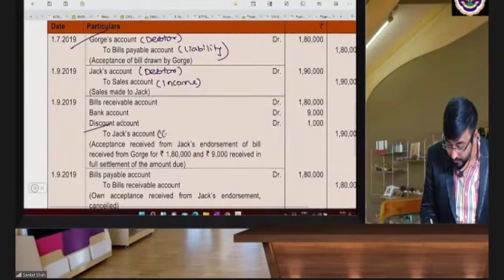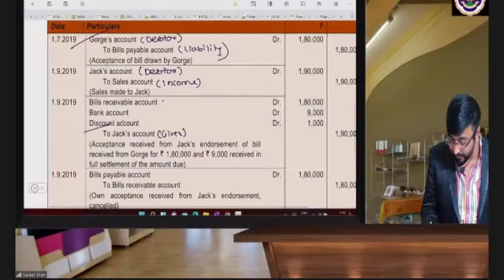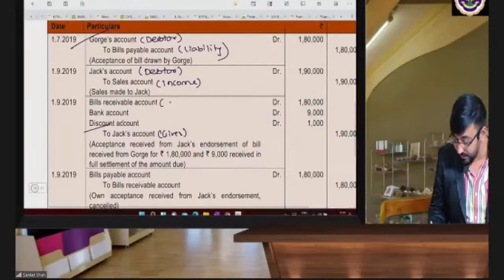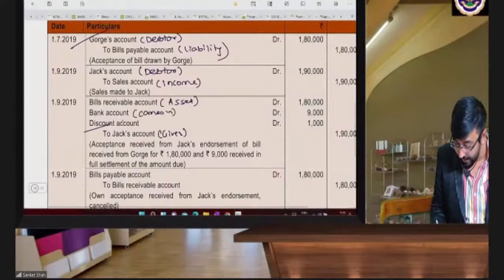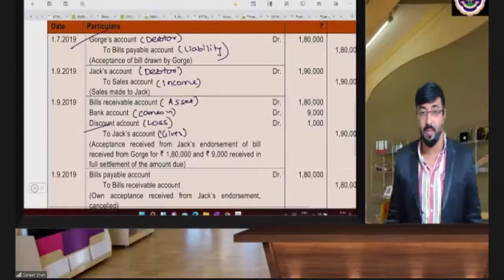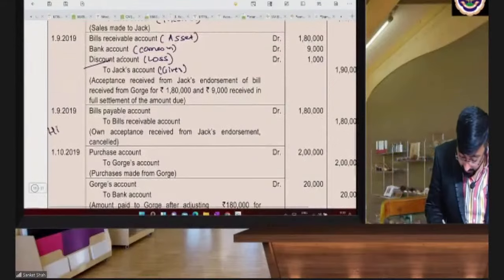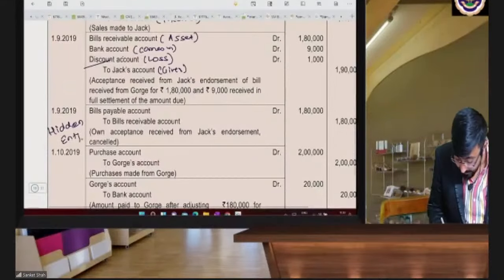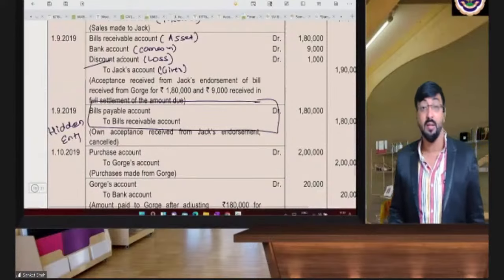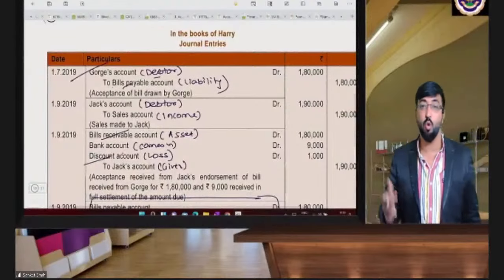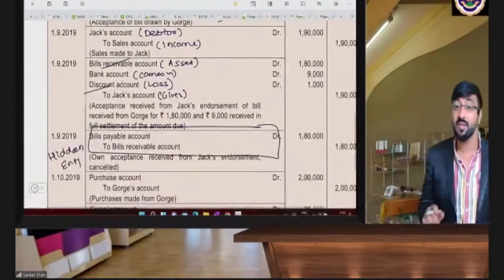After that, Jack becomes giver. Debtor becomes giver. So Jack account is getting cancelled and bills receivable. Now beta, bills receivable is an endorsed bill, which he received. So this is an asset for him. Cash comes in and discount is his loss. So loss has a debit balance. So bills receivable, bank, discount to Jack. And this is the hidden entry, red pen entry: bills payable to bills receivable. This is very, very important because now you have your own acceptance and your own bills receivable. So own bill with ourselves only. So this is the hidden entry.